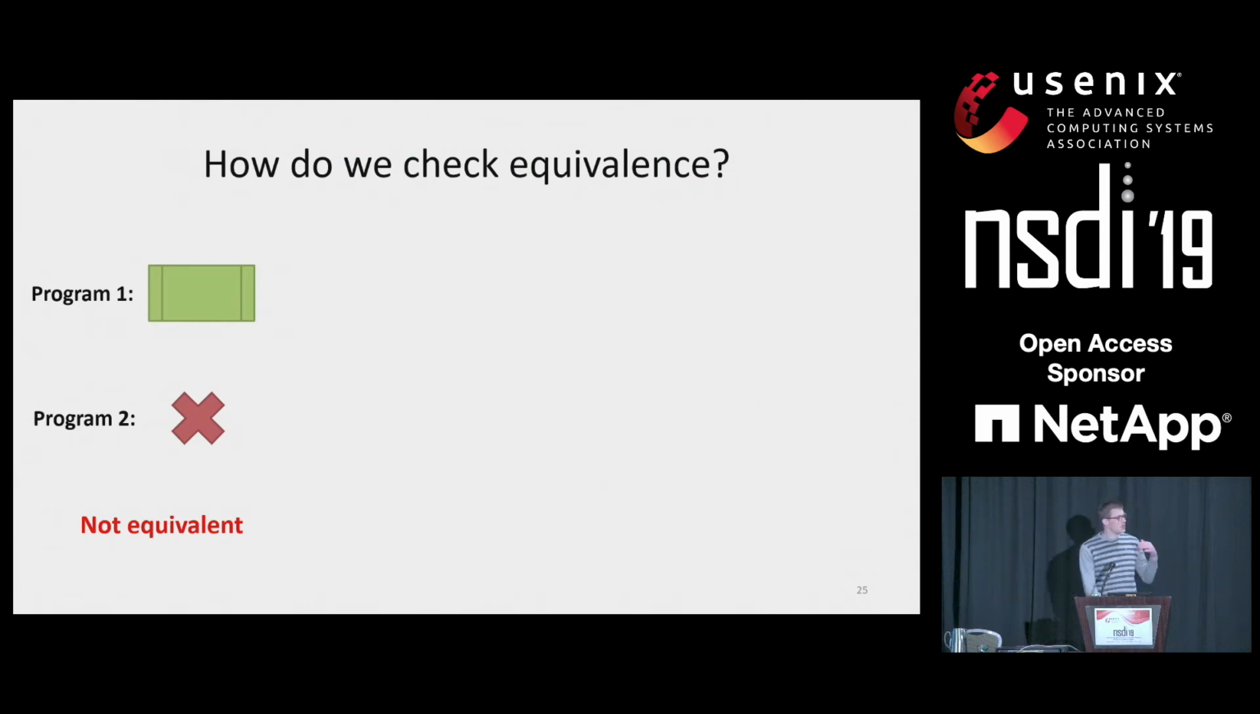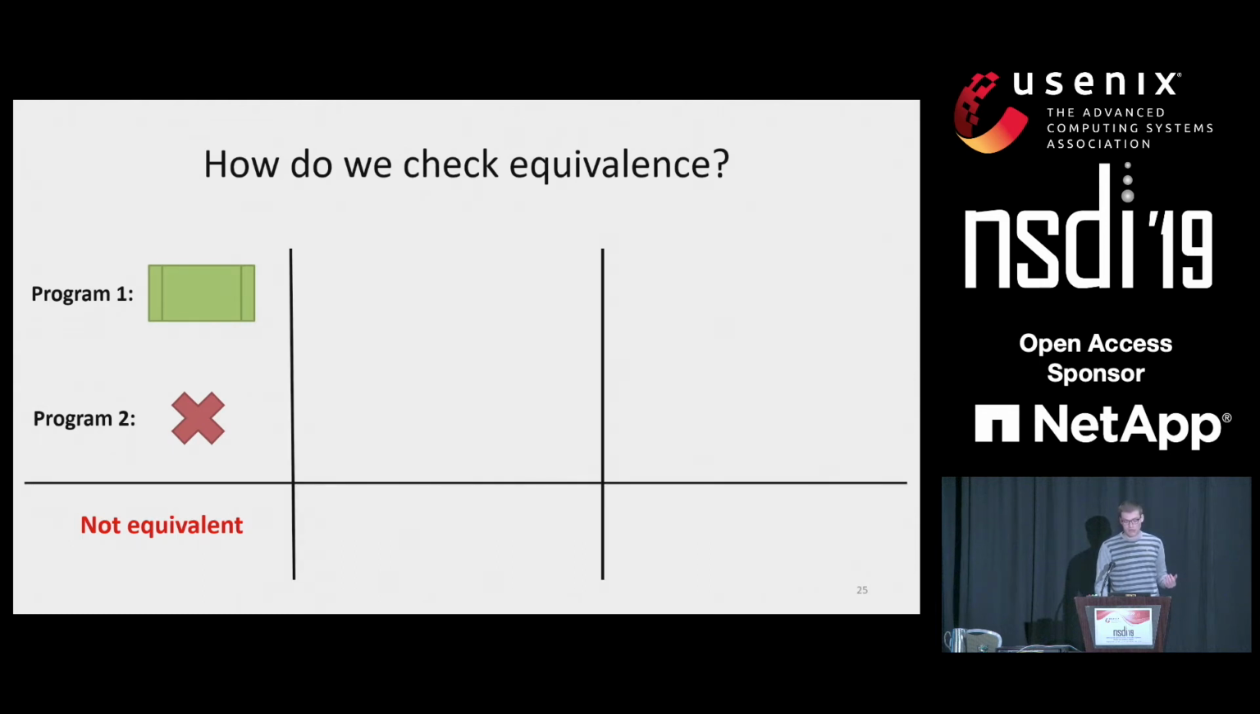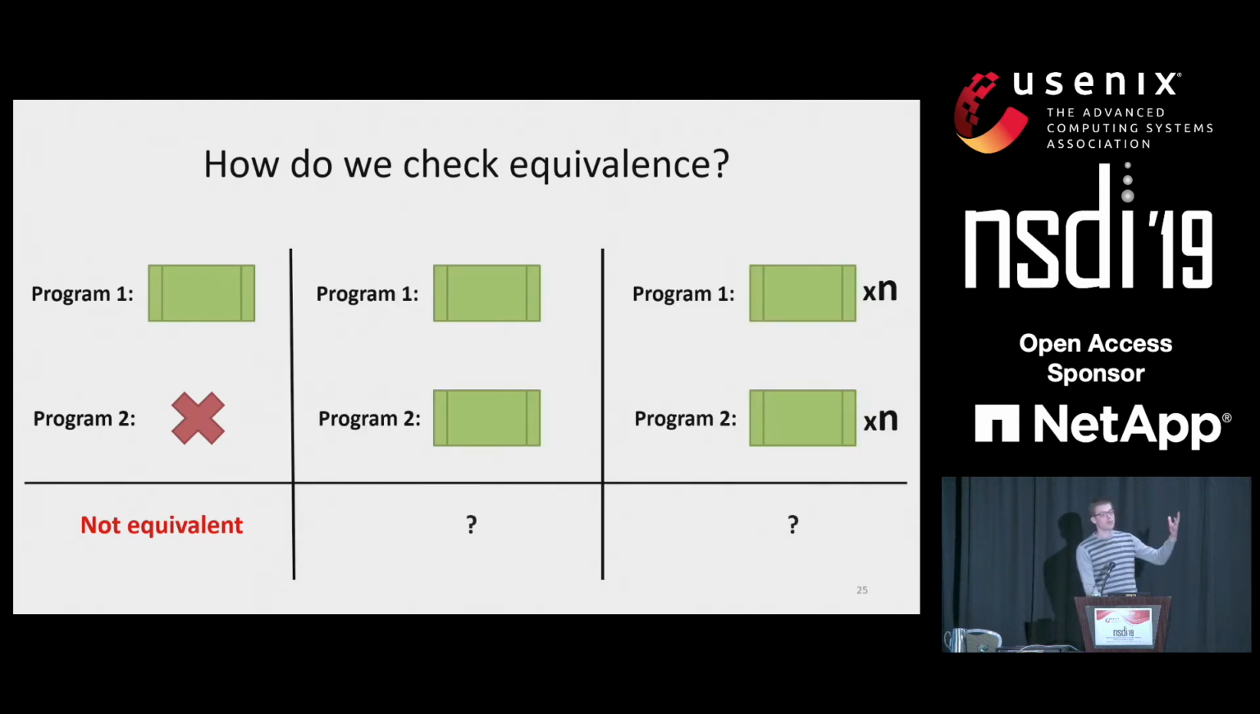So now let's zoom out a little bit. We've seen in this running example that we have an outcome. So the first program outputs a successful packet, whereas the second one outputs a dropped packet. And of course, these are not equivalent. But there are many more cases to consider. So first of all, what if both programs actually output a packet? And the most general case is when both programs output the same number of packets.